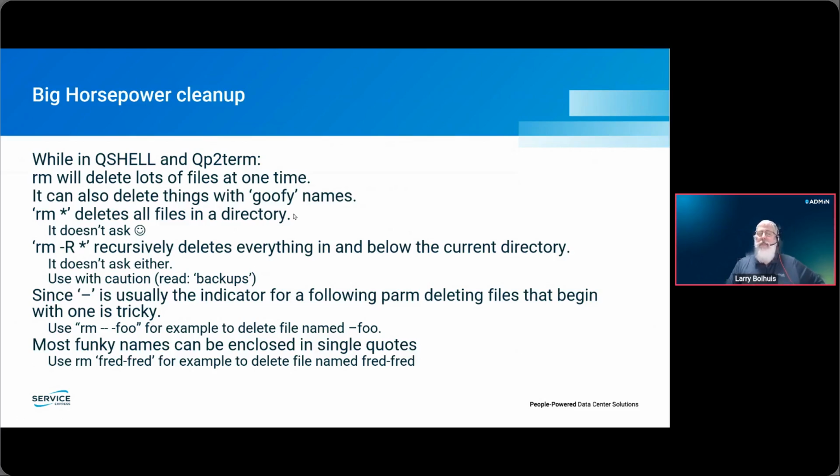Thank you. RM -R, and that is a capital R. Remember, case sensitivity here. It smokes everything in and below it. Same thing, doesn't ask. Gone, gotta go. Since the dash character is usually the indicator for a parameter, such as here with the dash R, if you had a goofy file name like dash foo, you can do a double dash and then dash foo to delete the thing. Crazy Linux stuff.